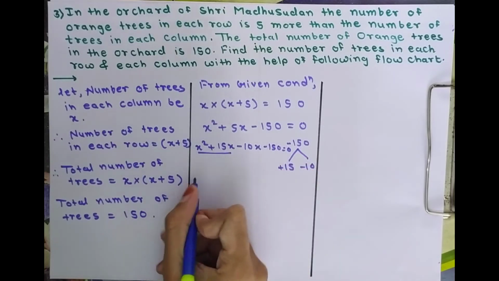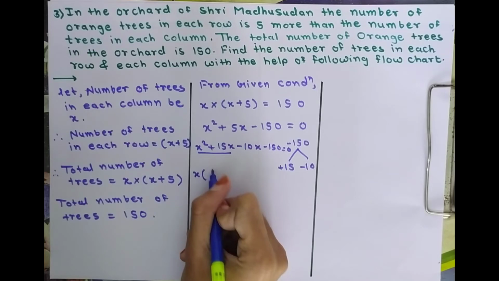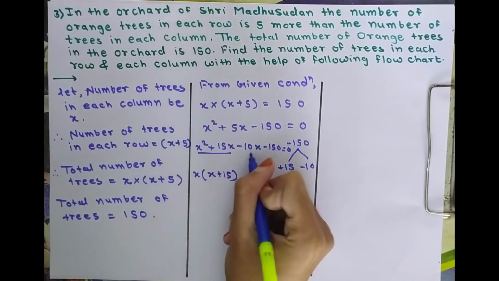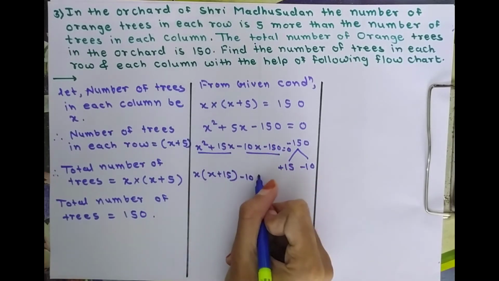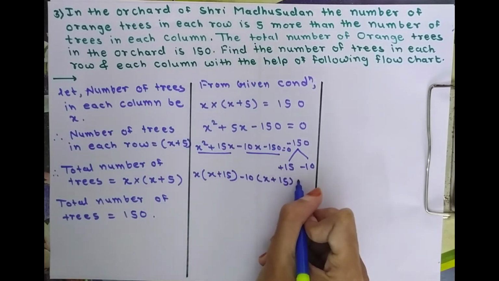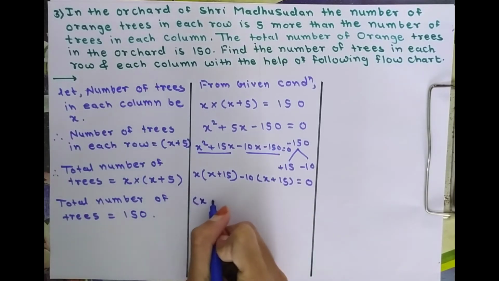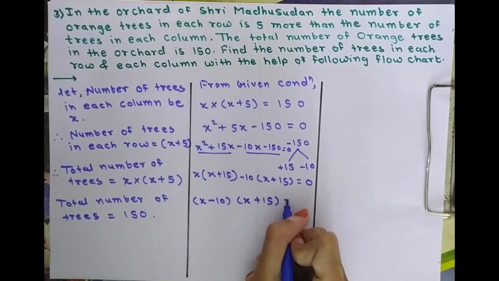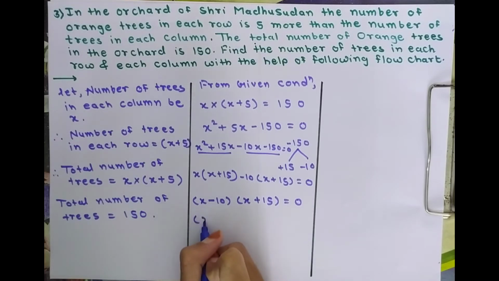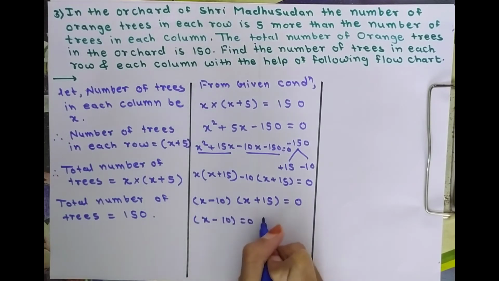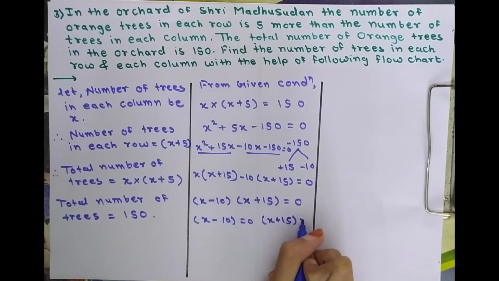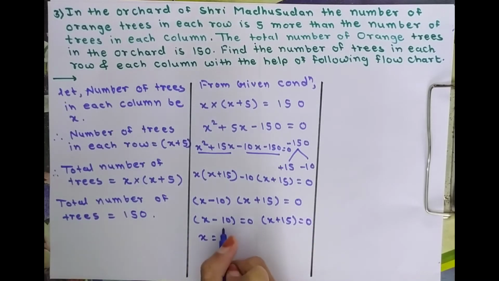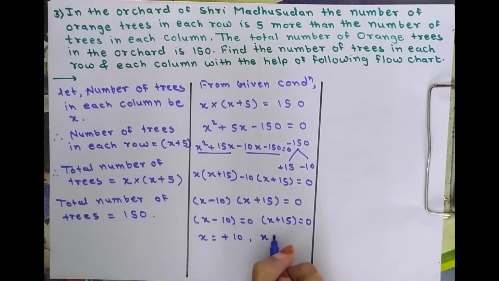So from these two, what is common? x. In brackets x plus 15, and from these two, minus 10 is common, and x plus 15 is equal to 0. So x minus 10 and x plus 15 is equal to 0. So here x minus 10 is equal to 0 and x plus 15 is equal to 0. So x is equal to 10 and x is equal to minus 15.